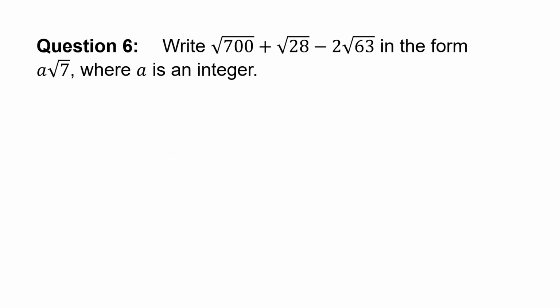Next, we have question 6. So I want you to write root 700 plus root 28 minus 2 root 63 in the form a root 7, where a is going to be an integer. So pause the video and come back when you're ready to hear the answer.